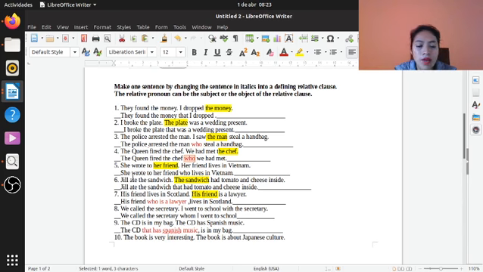Number 5. She wrote to her friend. Her friend lives in Vietnam. Okay. What do we have in common in these both sentences? Very good. We have her friend and her friend, right? Her friend is a person. Obviously, we are going to use who, right? Okay. She wrote to her friend who lives in Vietnam, right?